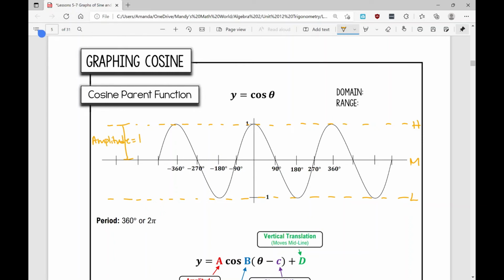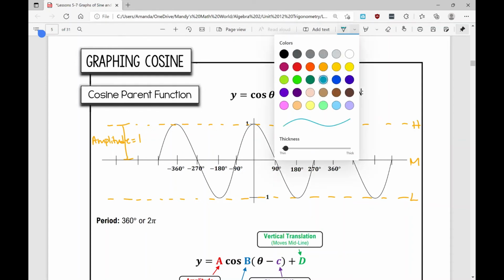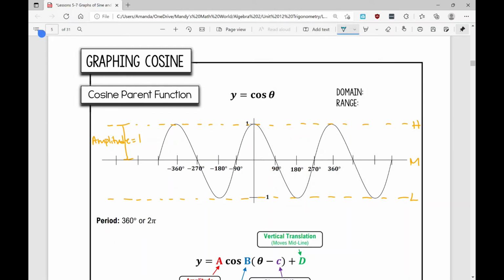It looks like the same pattern, right? It looks very similar. It's obviously a periodic function. It's going to repeat itself over and over and over again, also called a wave function. But notice that the starting point is different, right? The starting point is actually not at 0, 0 like our sine function. It's at 0, 1. Because the x value at 0 degrees is 1.